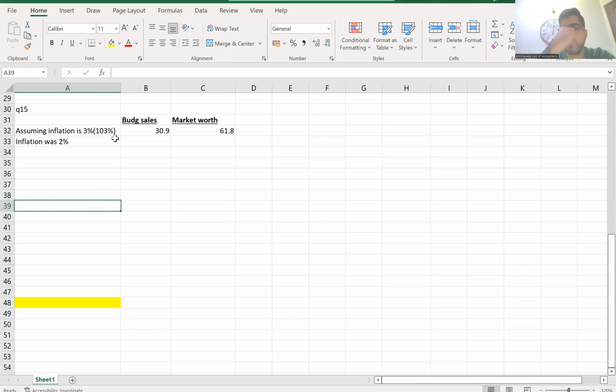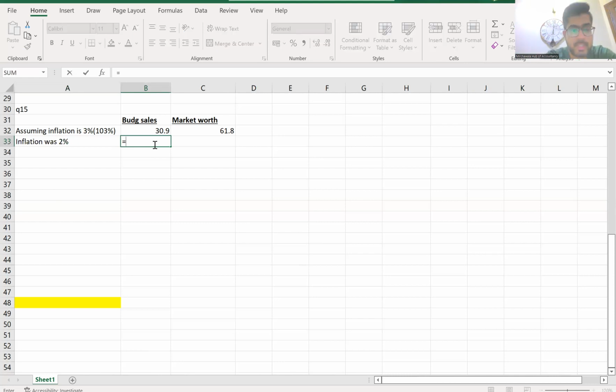So, assuming inflation is 3%, total 103%, you made budgeted sales 30.9, market were 61.8. But in reality, inflation was 2%. So, you should revise your budgets. 30.9 was made assuming 103%, with 3% inflation. So bring it to 102% by dividing it with 103.